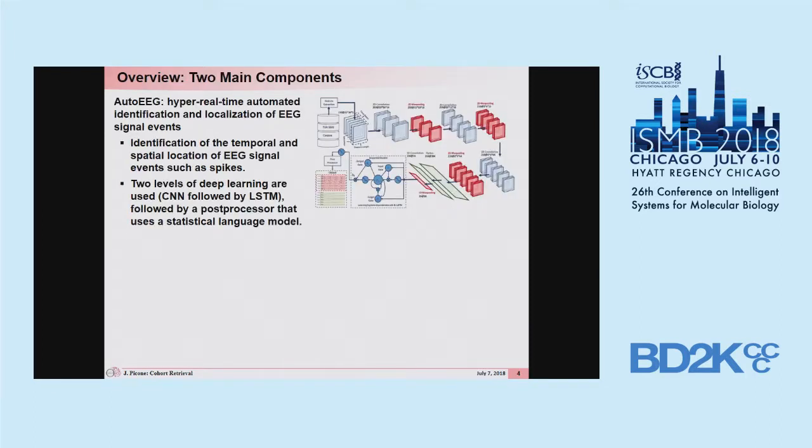The system has two main components. There's a system that processes the EEG signal data and produces event information. This identifies temporal and spatial locations of signal events like spikes and seizures and things like that. Two levels of deep learning are used in this system. We've done a lot of work over the past couple years in applying deep learning techniques to this problem, and I'll tell you a little bit more about that in a moment.